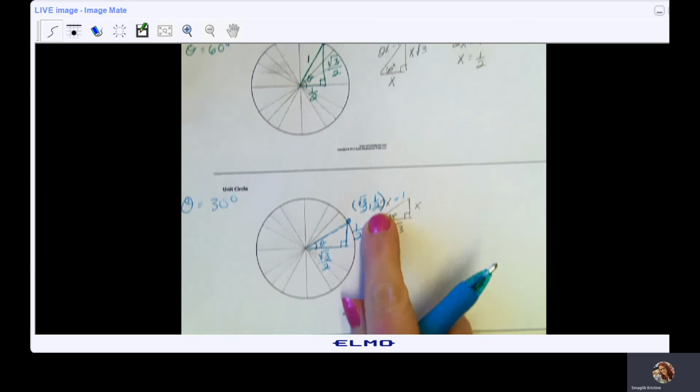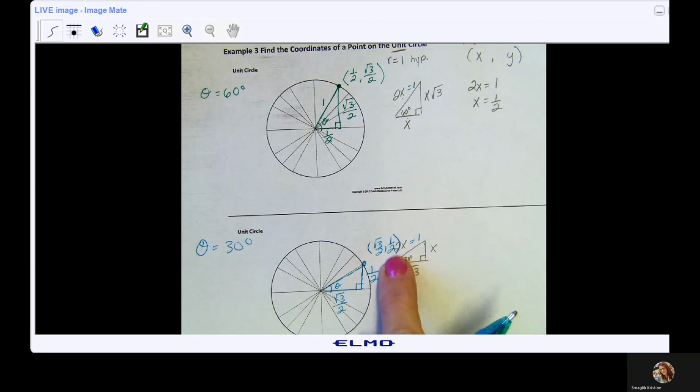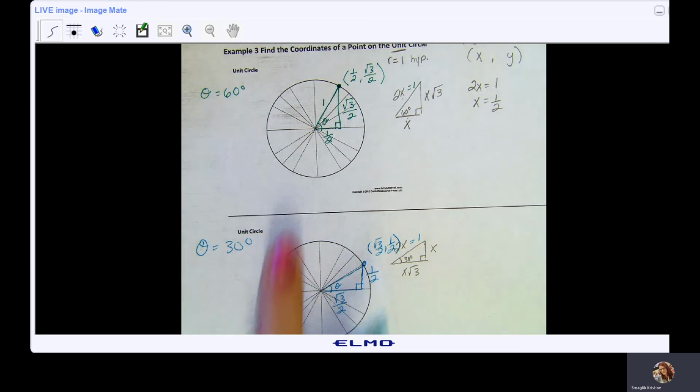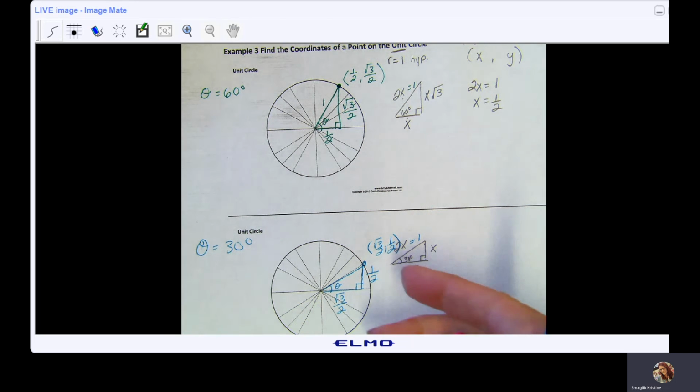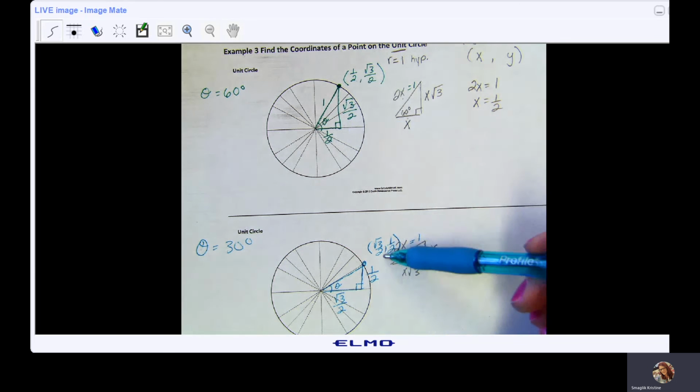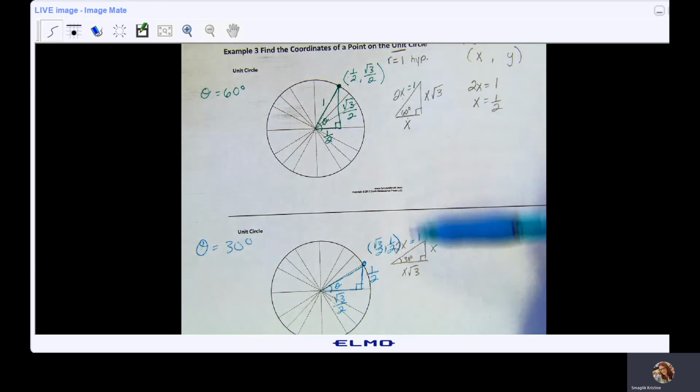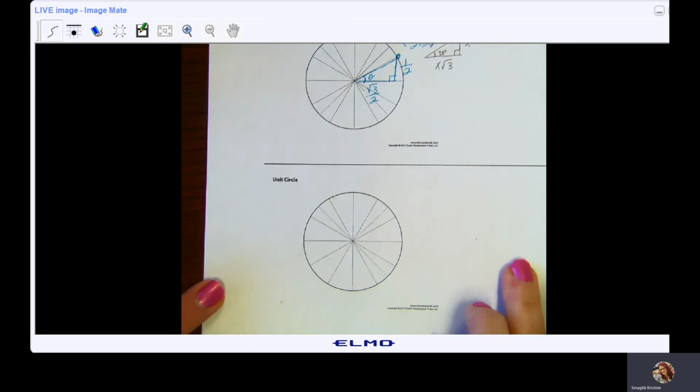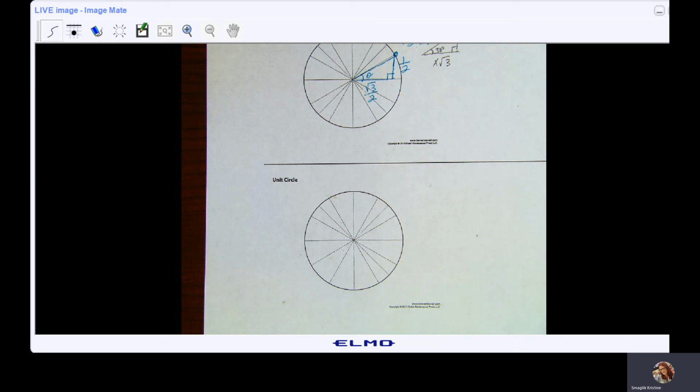And if you notice these, notice how they're flipped. And that is because 30 and 60 are complementary angles. So the cosine of one angle equals the sine of the other. And we see that right here where our cosines are flipped and our sine values are flipped. And let's do one more, 45 degrees. This is the easiest one.